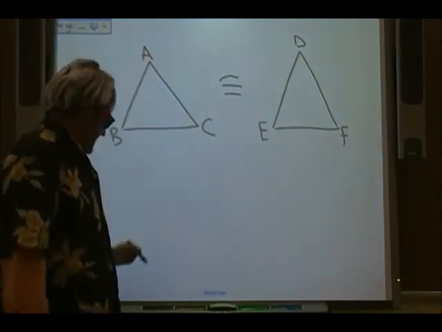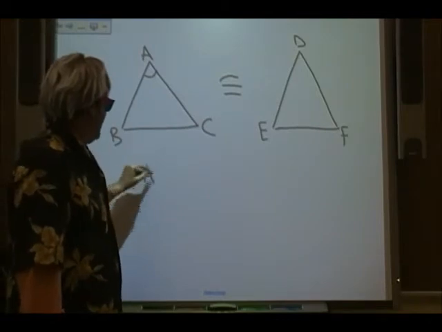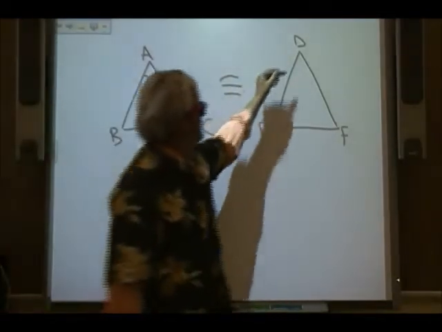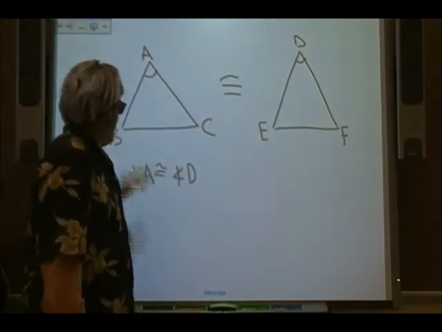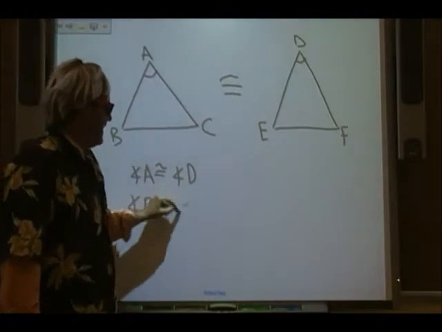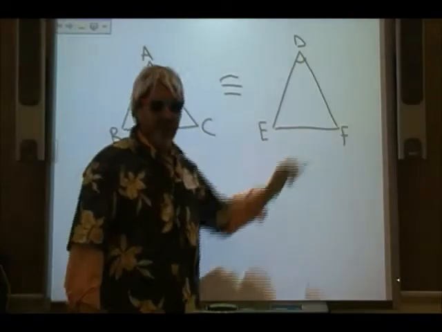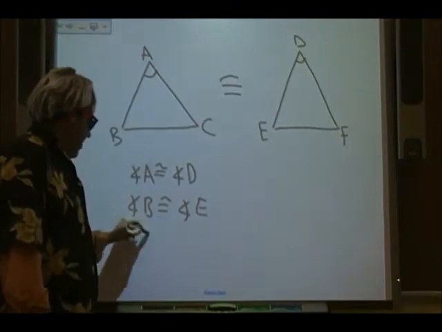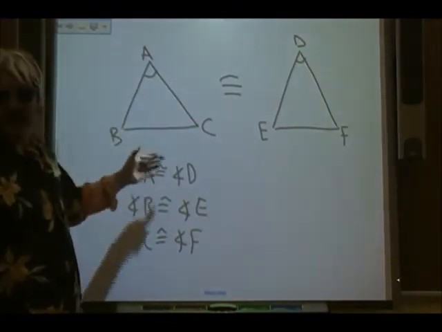Well, angle A is going to be congruent to angle D. Nice and simple. And angle B will be congruent to angle E. And angle C matches with F. Okay? Those are the angles.